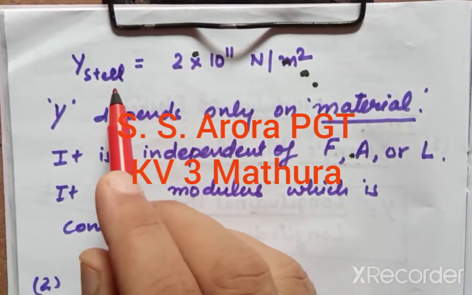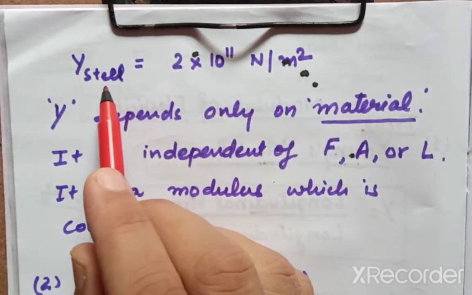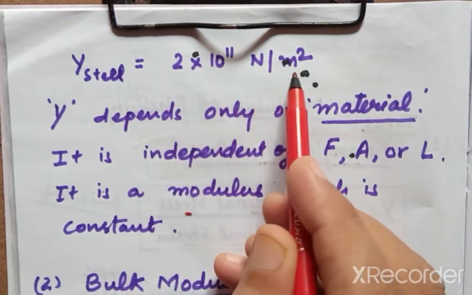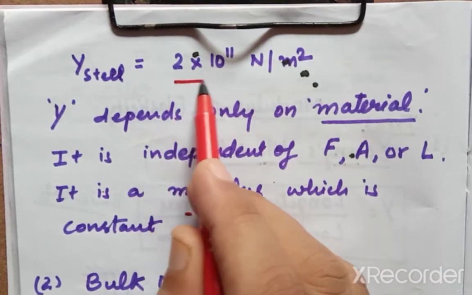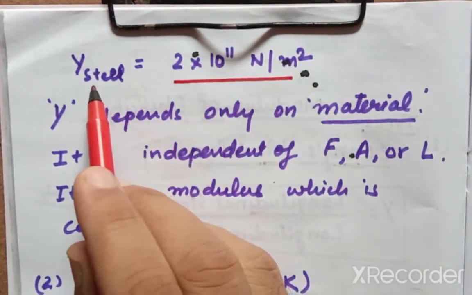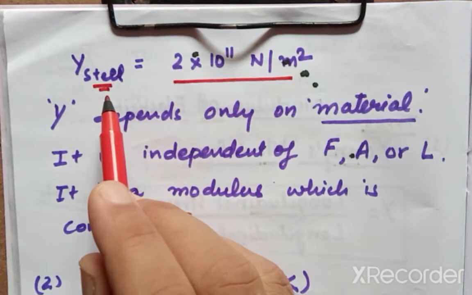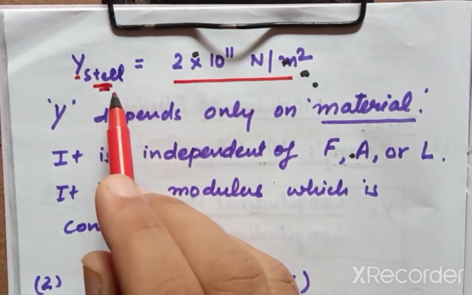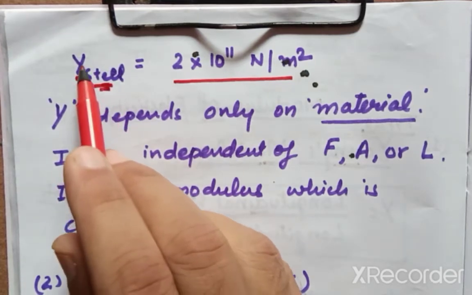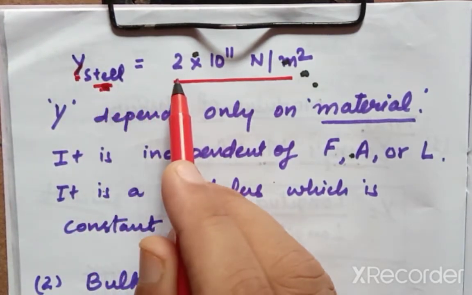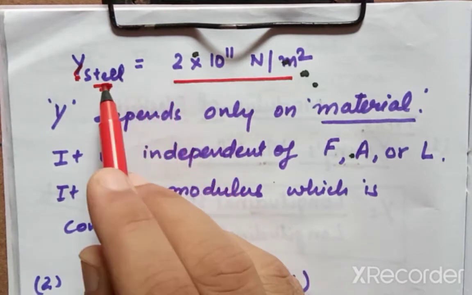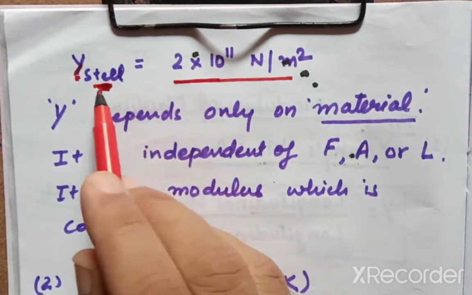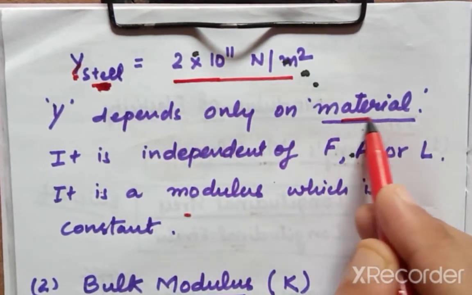Now here the Young's modulus of steel is 2 into 10 to the power 11 Newton per meter square. This is the Young's modulus for the material steel. So the modulus value depends on the material only. The Young's modulus value is given for the material, so it depends on the material.